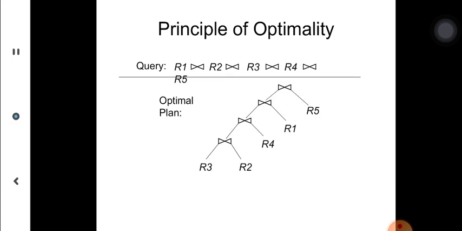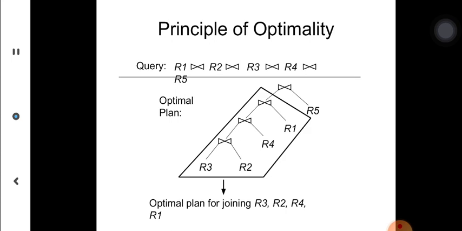Take a look at this principle of optimality. Here we have a query with a natural join of 5 relations, so the 5-relation natural join happens one after the other. That is an optimal plan. Now with the principle of optimality, how do you find that one entire chunk is an optimal plan? Optimal plan for joining R3, R2, R4 and R1. And once that optimal plan is done, then we have another join operation with R5.